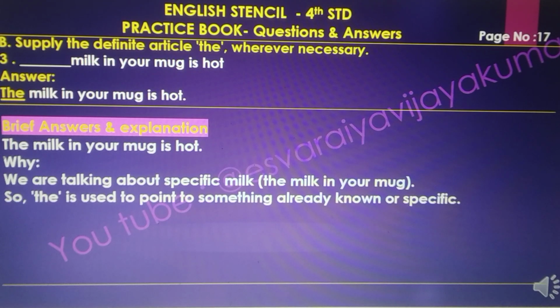Third one: dash milk in your mug is hot. Answer: the milk in your mug is hot. The brief answer and the explanations. The milk in your mug is hot. Why? We are talking about the specific milk, the milk in your mug. So "the" is used to point to something already known as specific.